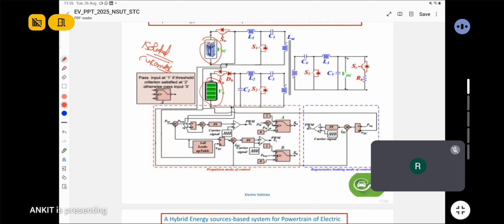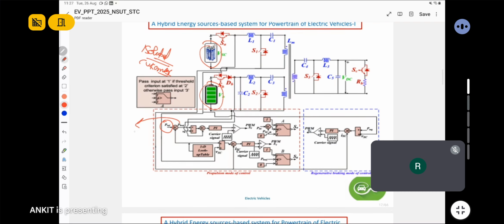Here you can see the supercapacitor and battery. This is the reference power which is demanded by the load, and we try to understand its control strategy. Here a lookup table is made for the supercapacitor. The supercapacitor will have stored energy, so if the reference power is not met by the supercapacitor, the rest of the power is supplied by the battery.